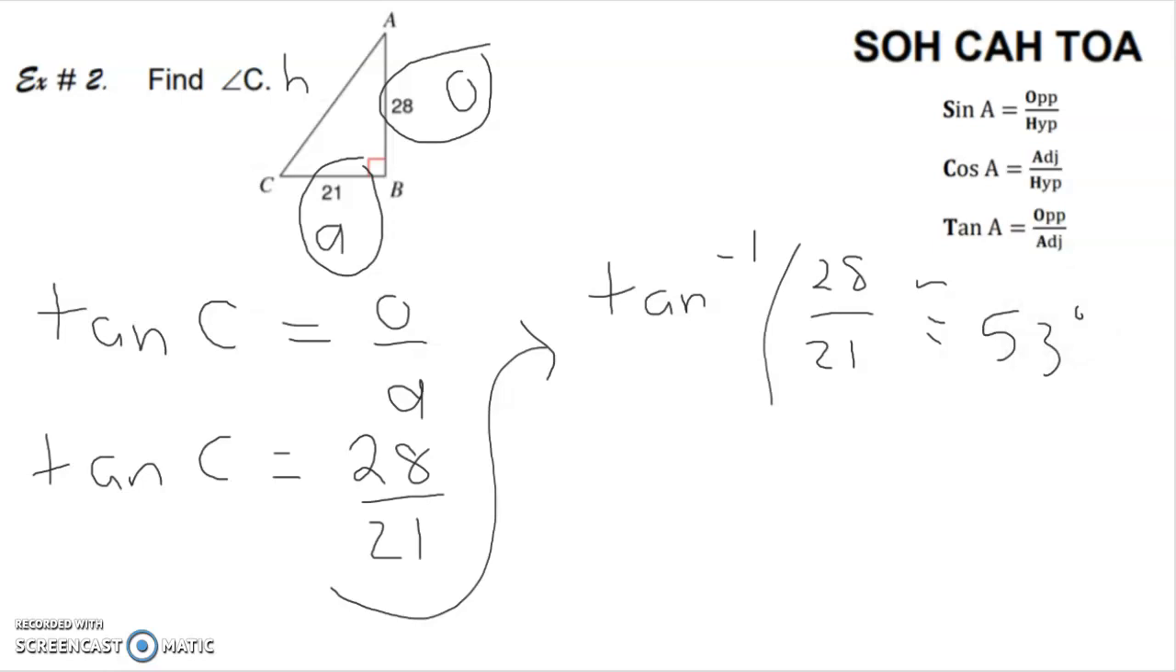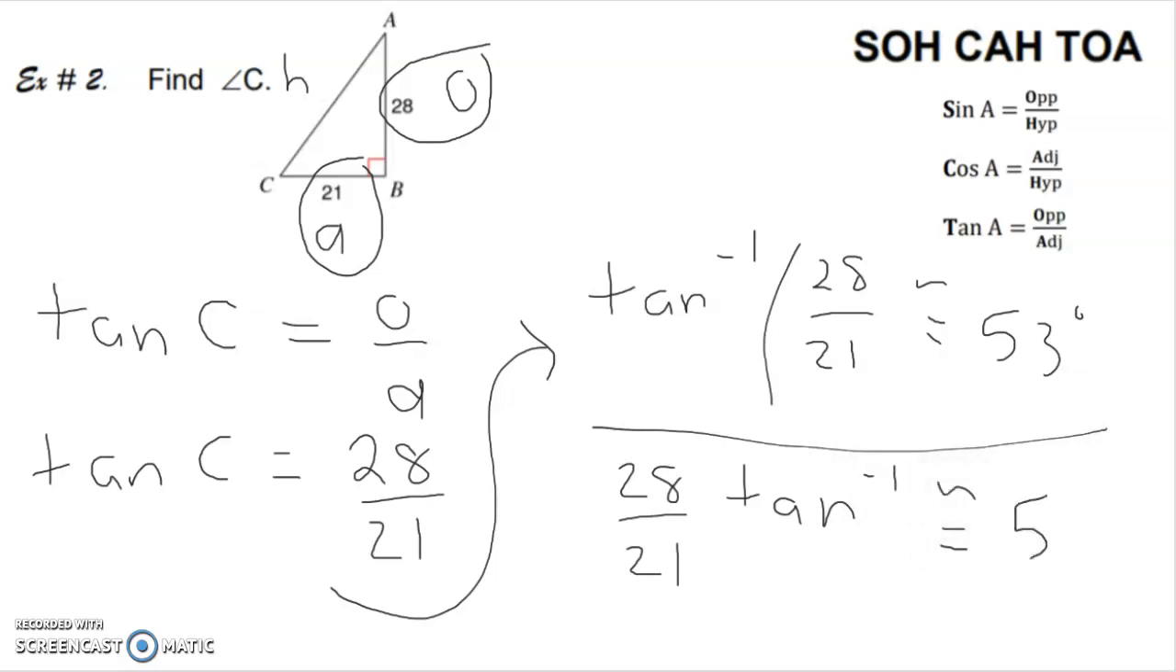If you are the backwards calculator users, you are going to type in 28 divided by 21 and then hit second function tan. So it'll look like that. And then sometimes it just works out, or you might have to hit the equals, and then you will also get approximately, that's what that squiggly line means, 53 degrees.